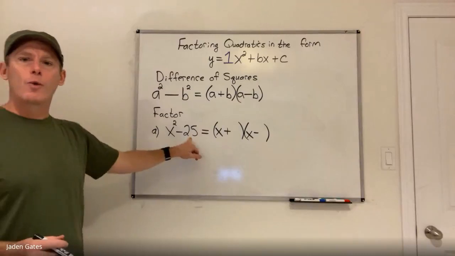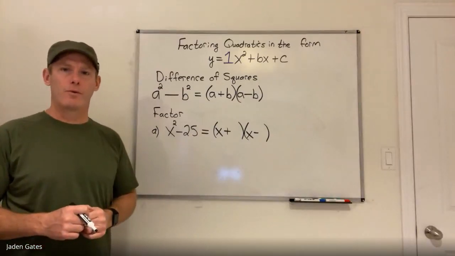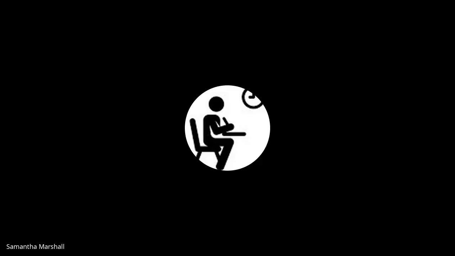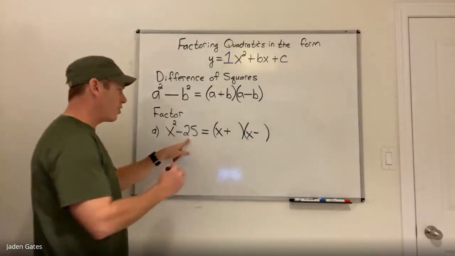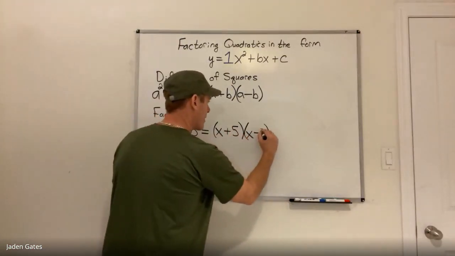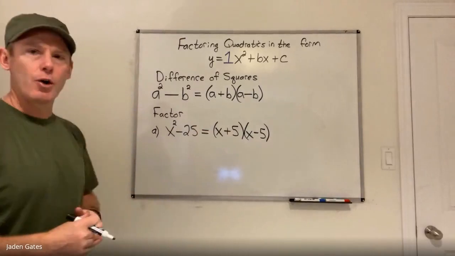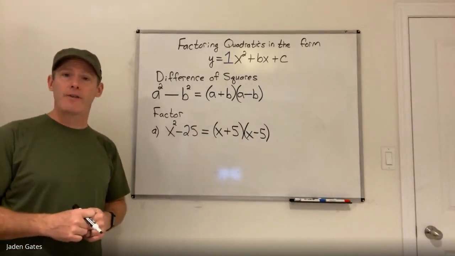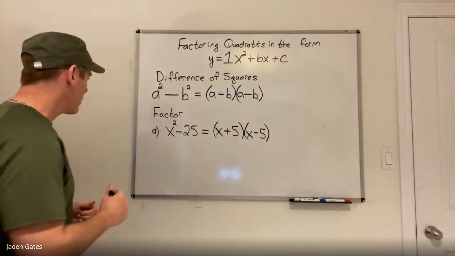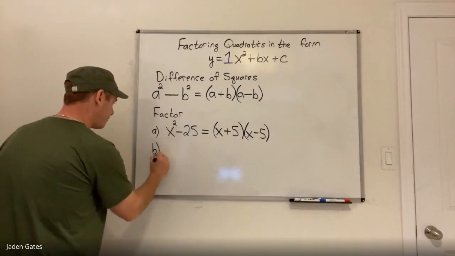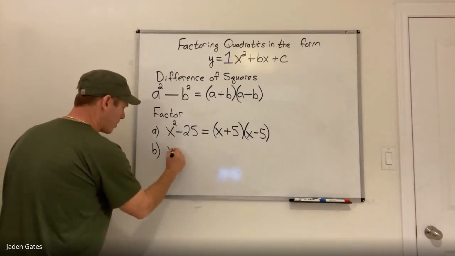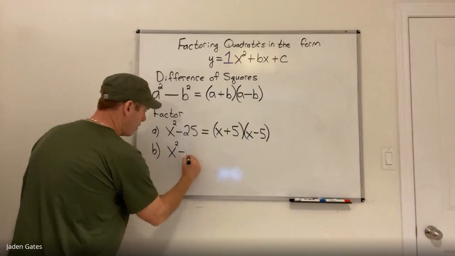I square root 25. What do I end up with? 5. Second term, 5 goes in the second spot. And there we go. X plus 5 times x minus 5. It's factored. All right. B. You get something like this. X squared minus 81.